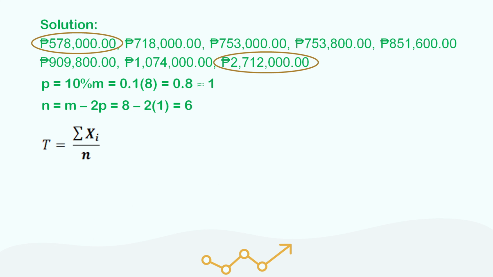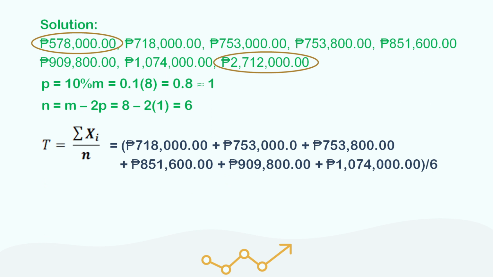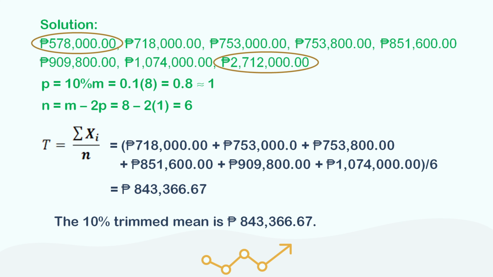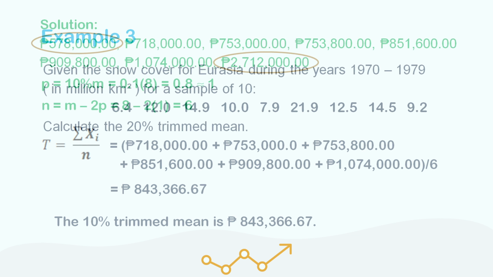We have, using the formula T is equal to sigma xi over n, we have over 6. Add all these remaining values divided by 6. That's 843,366 pesos and 67 cents. So the 10% trimmed mean is 843,366 pesos and 67 cents.